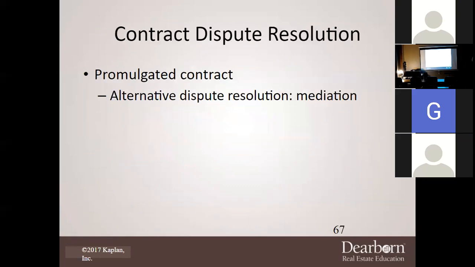Again, what if there is a dispute within the contract? Well, in the contract itself, it states that the parties can go to alternative dispute resolution, which is mediation, okay? And the key about mediation is that it helps you get the parties to the table to try to remedy the issue before they actually go to court, okay?